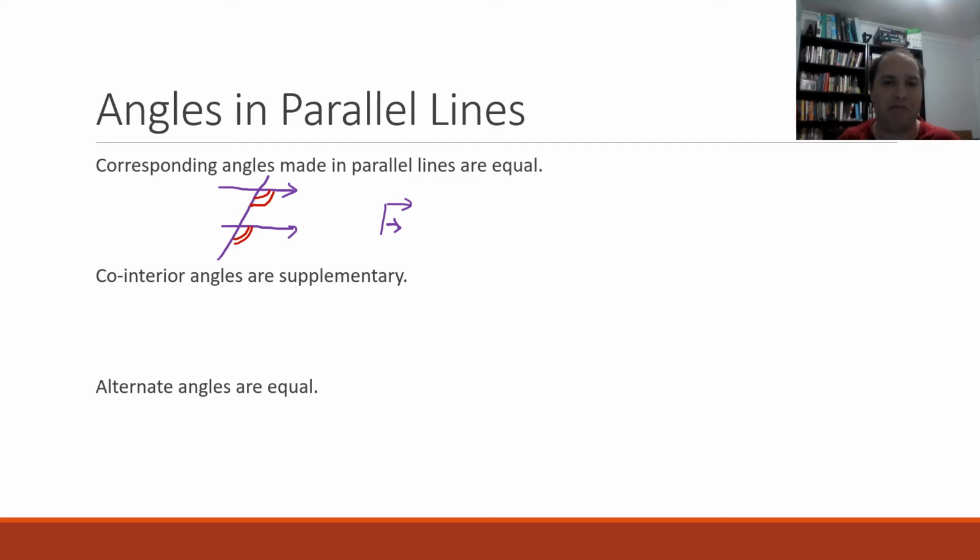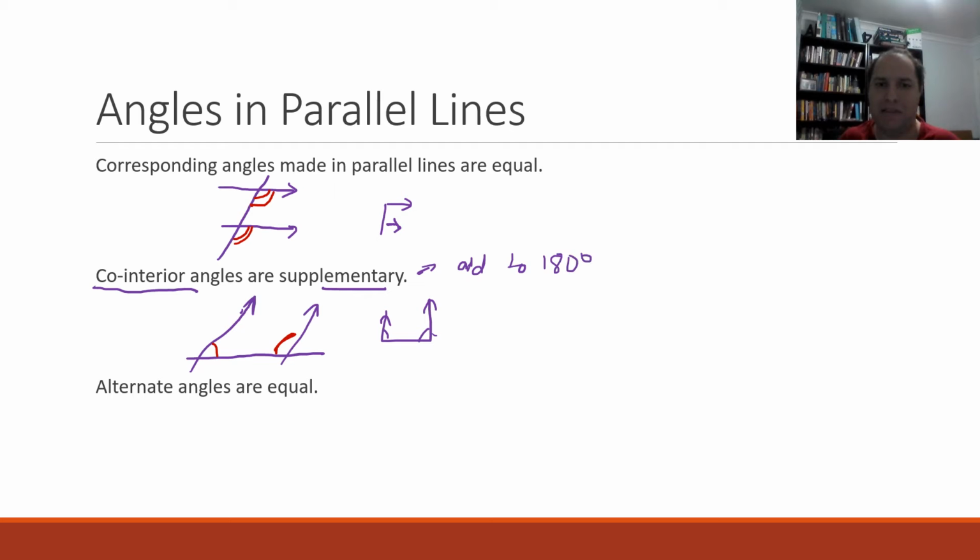Now combining that rule with our angles on a straight line being 180, we can say co-interior angles are supplementary. So let's say we've got some parallel lines here and here and our transverse that cuts across. Co-interior angles are these ones here. And you may have guessed it, we just call that a U rule. Those angles there are co-interior, they are supplementary, which means they add to 180 degrees.